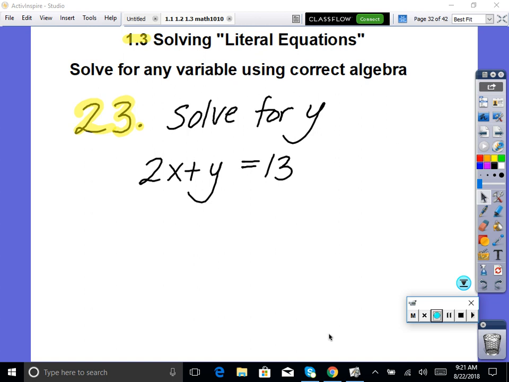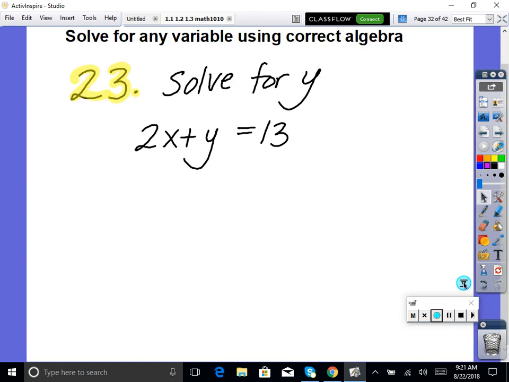1.3, we're going to be solving what are called literal equations. It's just like solving a linear equation, except the only difference is you're not going to have an exact answer. It's not going to say x equals 5. It's going to be a statement, like x equals b minus c. So it just means solve for the variable they ask you to solve for, piece by piece.